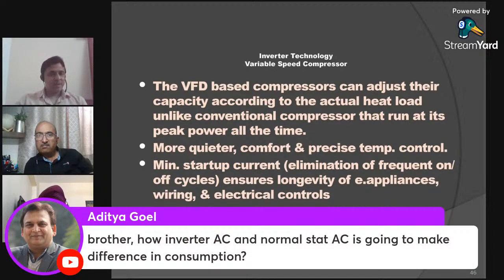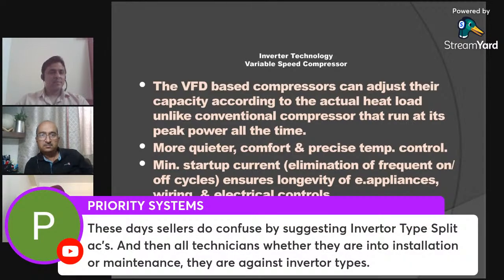is by Aditya Goel. He asks how an inverter AC and a normal stat AC are going to make a difference in consumption. And there is one more question on priority solutions.